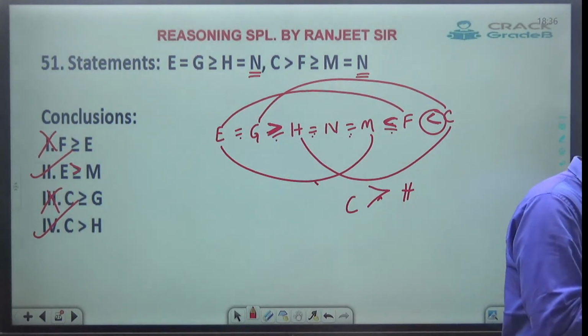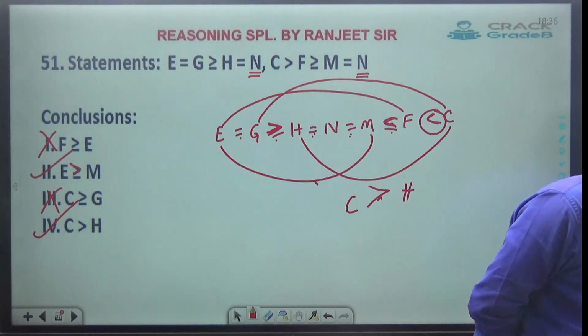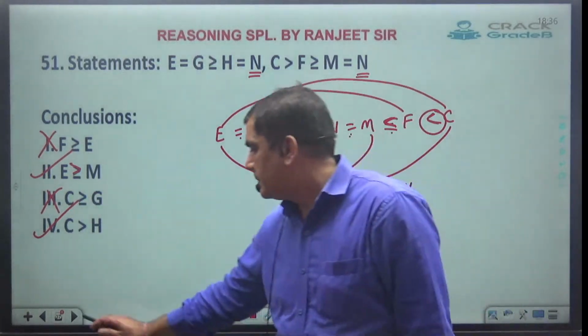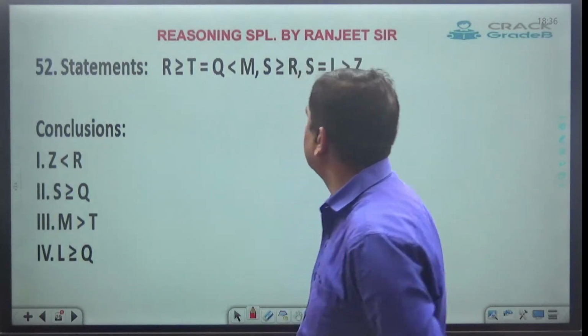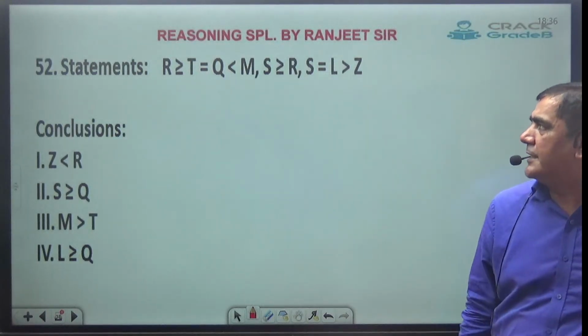Yes, Abhishek, second and fourth is correct. Absolutely okay. Understood, dear? Now, how to combine this one?